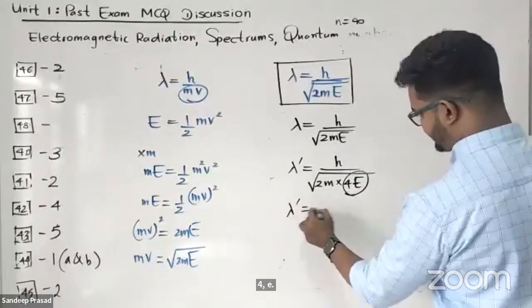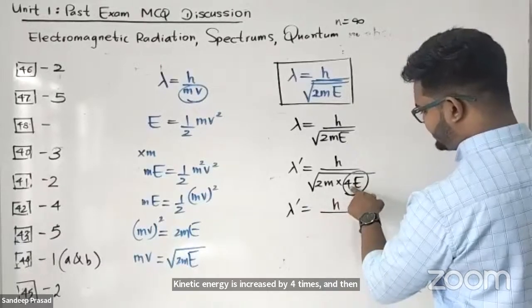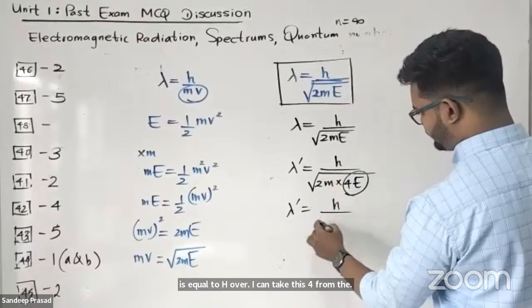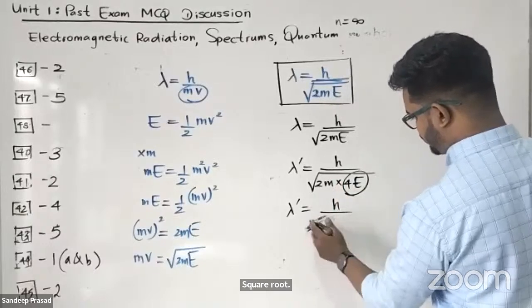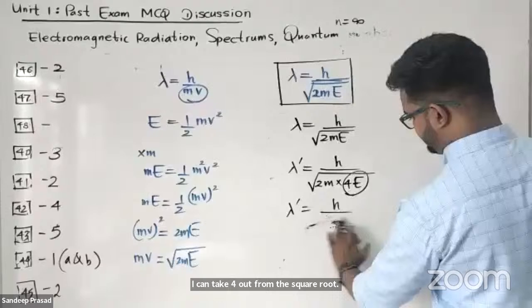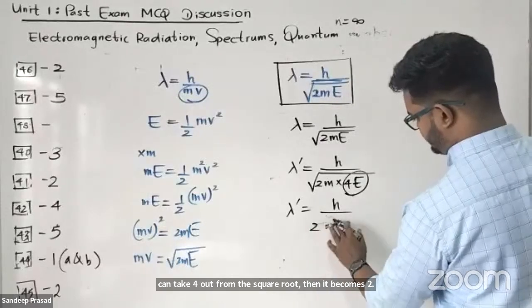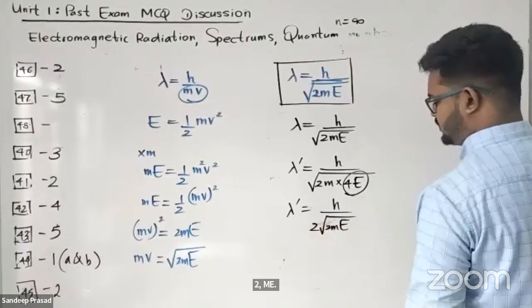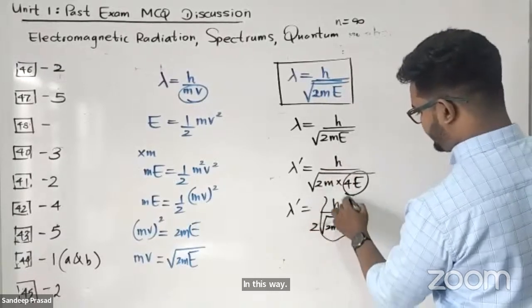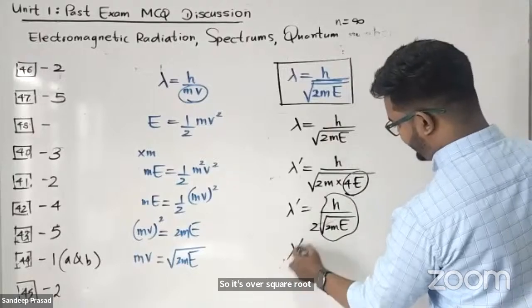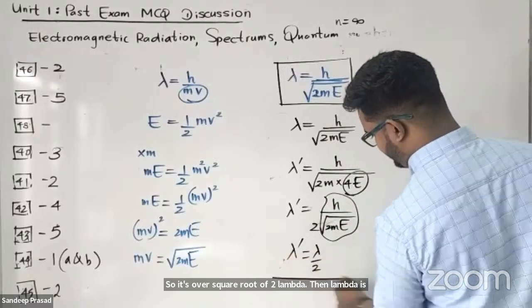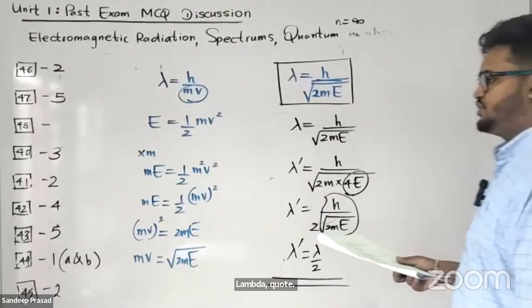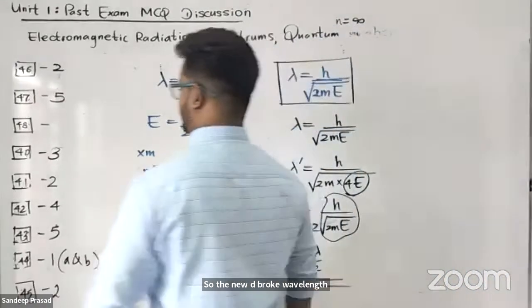And then lambda dash is equal to h over the square root of 4 times 2mE. I can take this 4 out from the square root. Then it becomes 2, times the square root of 2mE in this way. So h over the square root of 2mE is lambda. Then lambda dash is equal to lambda over 2. So the new de Broglie wavelength is lambda over 2. Question number 48, answer is first one.